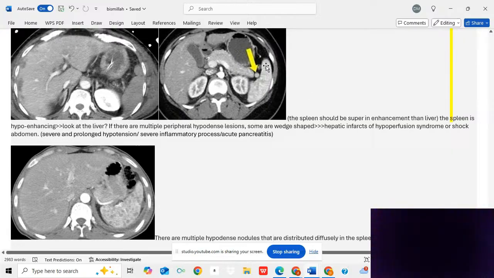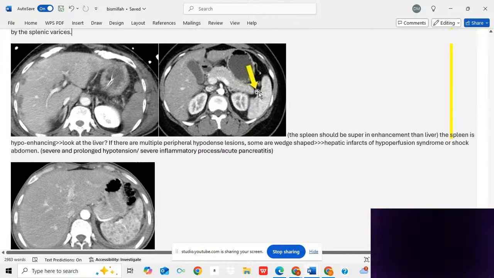Okay, so what is the normal enhancement? The spleen should be hyper enhancing, as you can see here, more than the liver. The spleen should be avidly enhancing. The spleen is super. Okay.